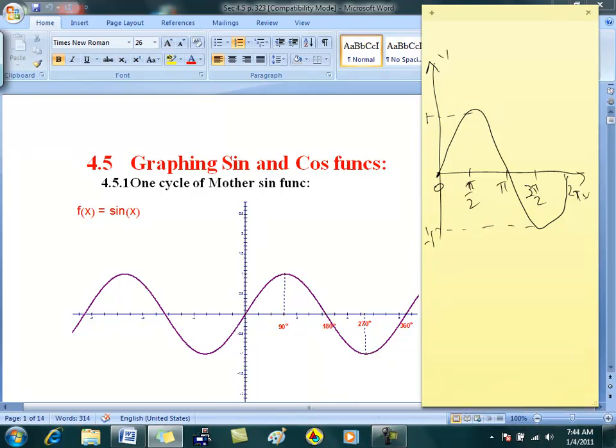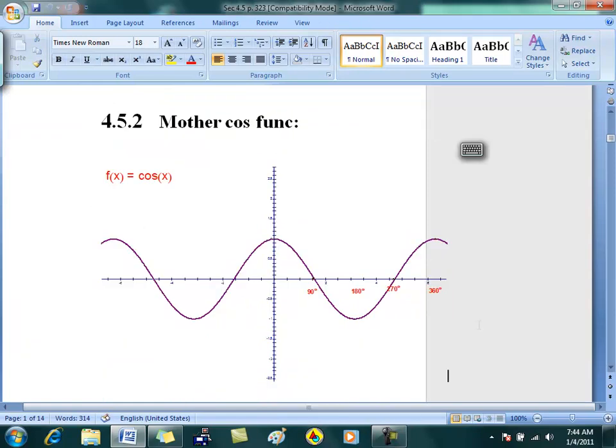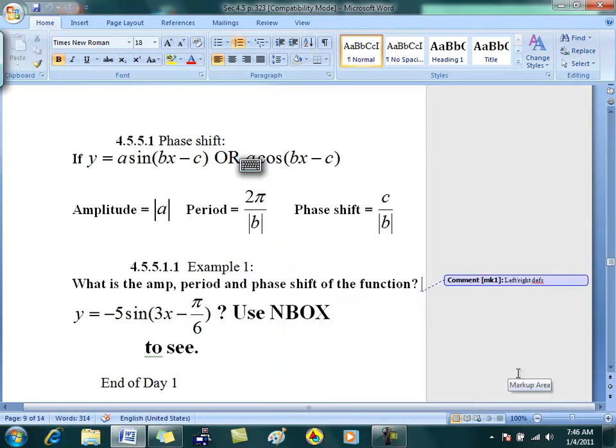To do the cosine function, I'll let you put in your notes one cycle of the cosine function. You can see which one it is, right? It's this part here, going around like that. So I'm going to pose this so that you need to know the amplitude, the period, and the phase shift. So these are 3 formulas that you need to know.